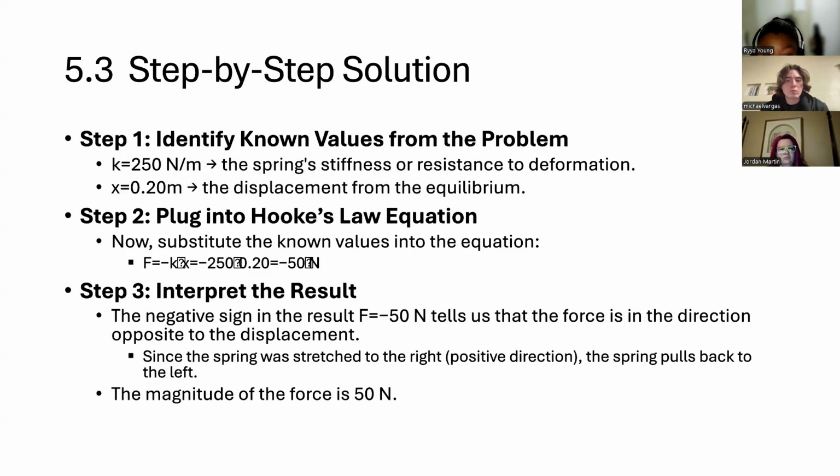And then step 3, you would interpret the result. The negative sign in the result, F equals negative 50 newtons, tells us that the force is in the direction opposite to the displacement. Since the spring was stretched to the right, the positive direction, the spring pulls back to the left. The magnitude of the force is 50 newtons.